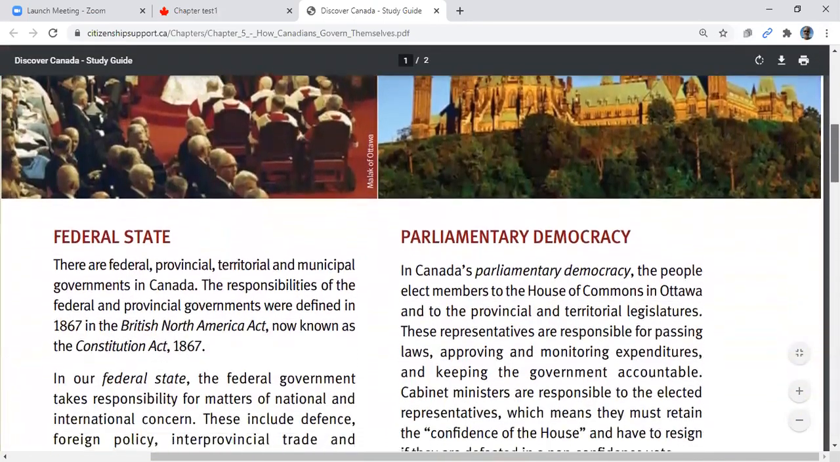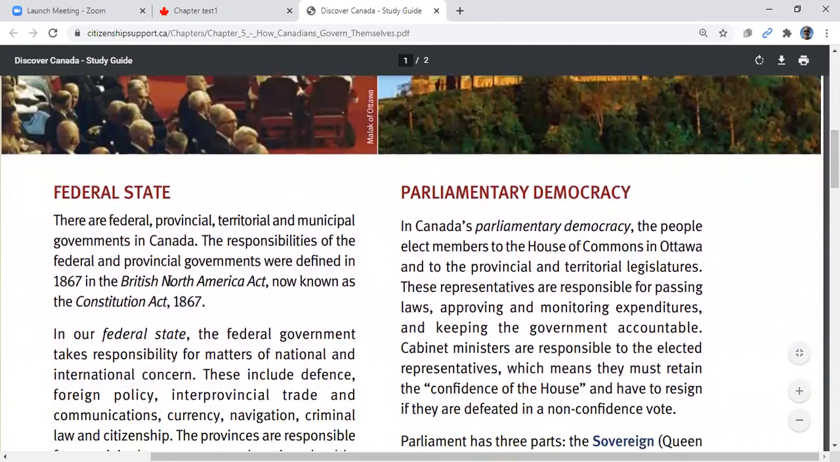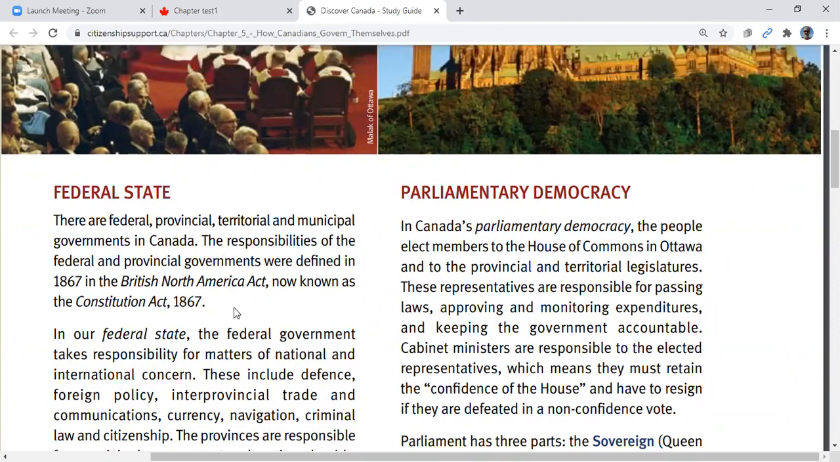We'll just go down a bit here. And Zaniba, could you read the first part here, where it says the federal state, and then we'll get everybody else. There are federal, provincial, territory, and municipal governments in Canada. The responsibility of the federal and provincial governments were defined in 1867 in the British North America Act, now known as the Constitution Act.